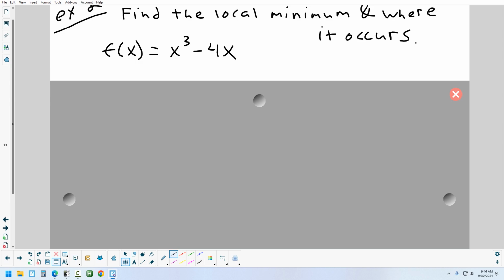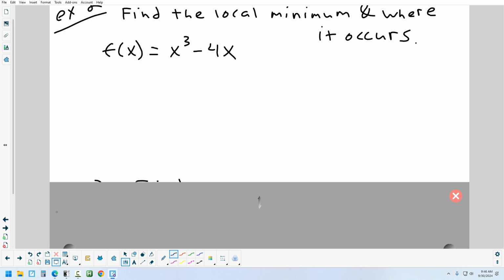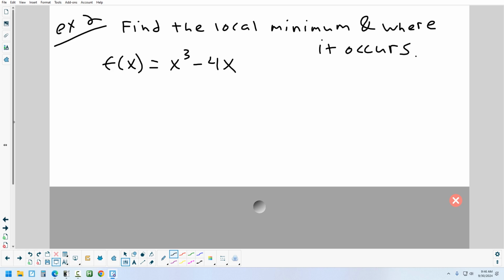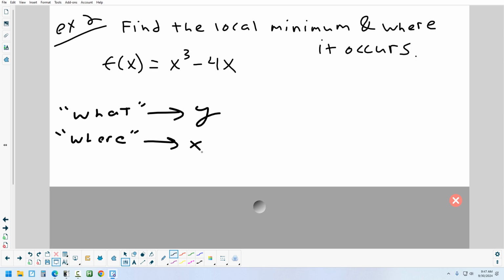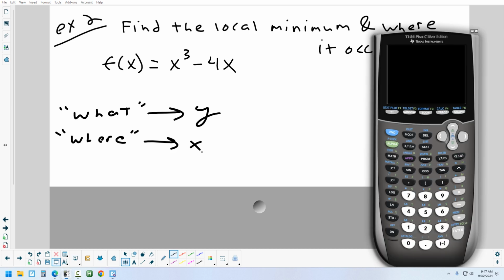All right. So let's see if we can find the local minimum and where it occurs. That's an important distinction. What is the local minimum? Where is the local minimum? If you see a question that asks what the local minimum is, that means what is the y value? How low does it actually go? If they're asking you where that value occurs, they're asking what number you would type in for x that would give you that y value. So the local minimum is y. Where it occurs is the x.